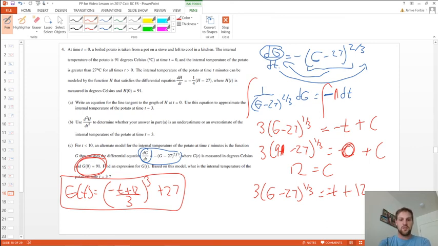So now all I have to do is use this model to figure out the temperature at time equals 3. So I'm going to do g of 3 equals. I'm going to plug 3 into that. That's going to be 9 over 3, or 3 cubed, which is 27. 27 plus 27 is 54.